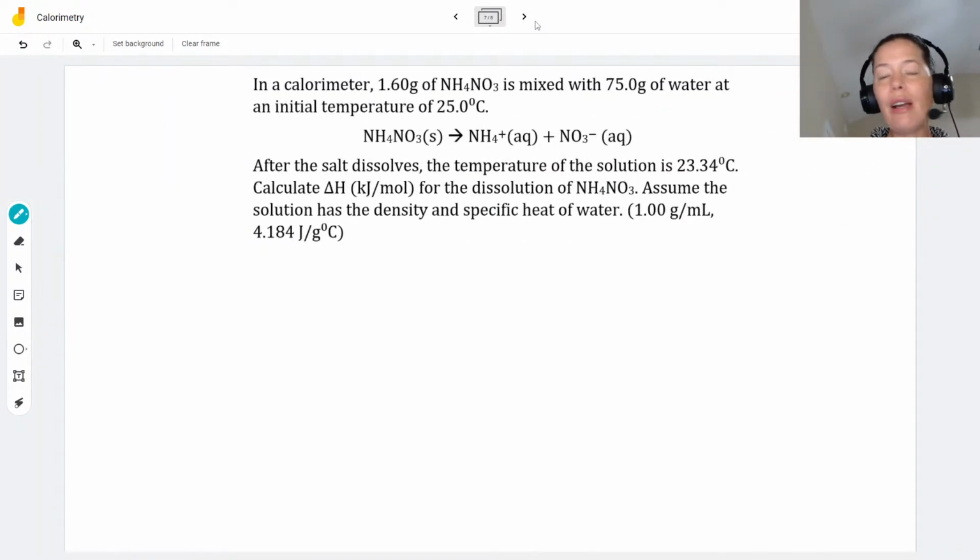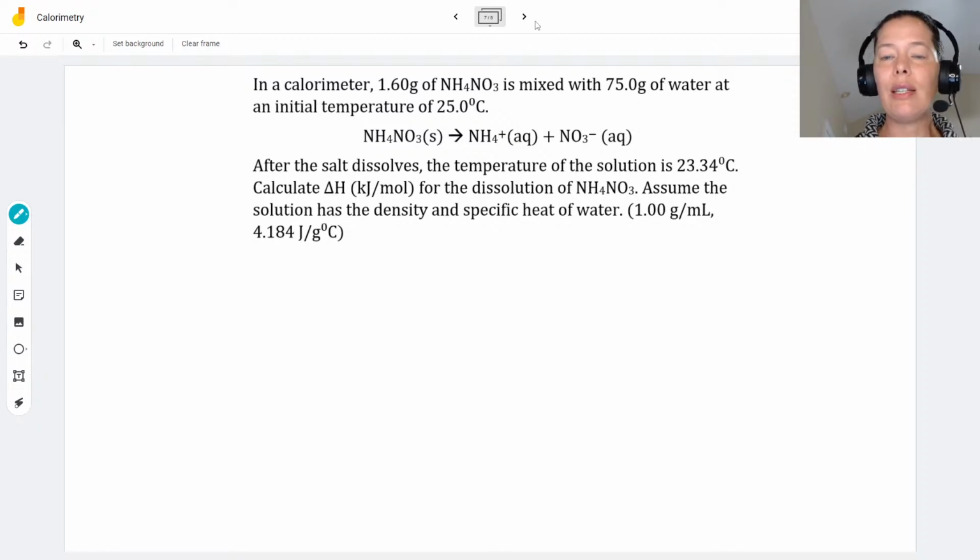Okay, this is going to be our last problem. And yes, okay, good. We've got enough time for it. So we've got another reaction to work with here. So again, we're in a calorimeter. We've taken 1.6 grams of ammonium nitrate and we have mixed it with 75 grams of water and the initial temperature is 25 degrees Celsius.